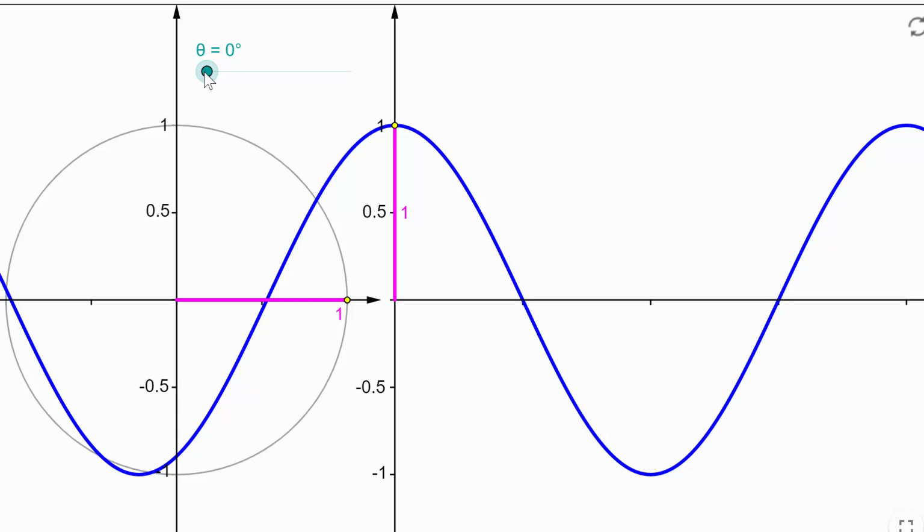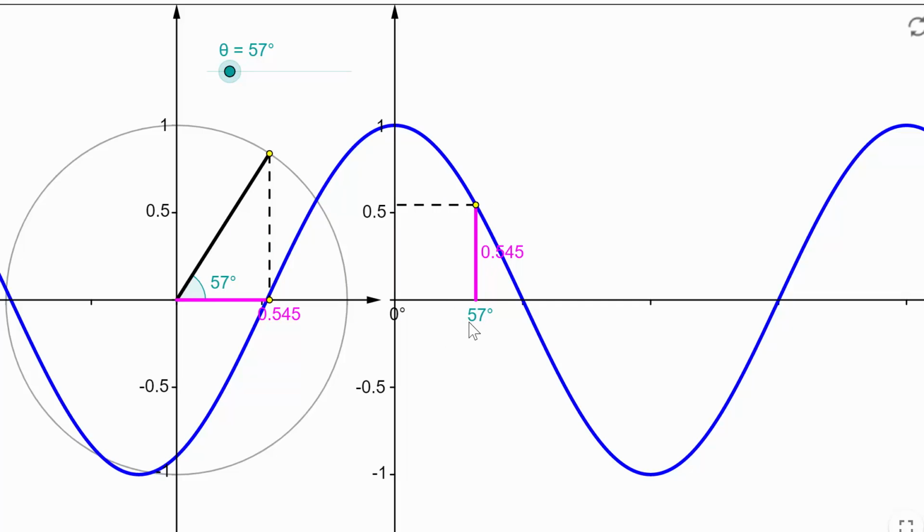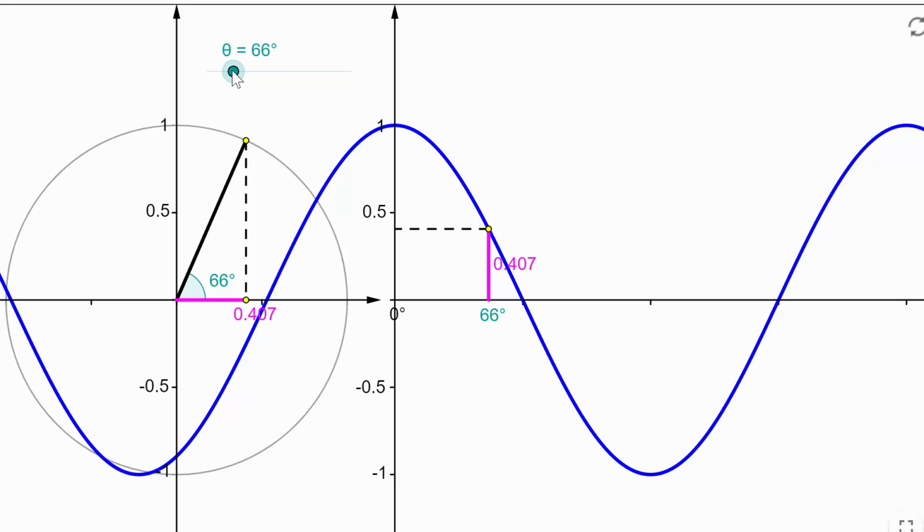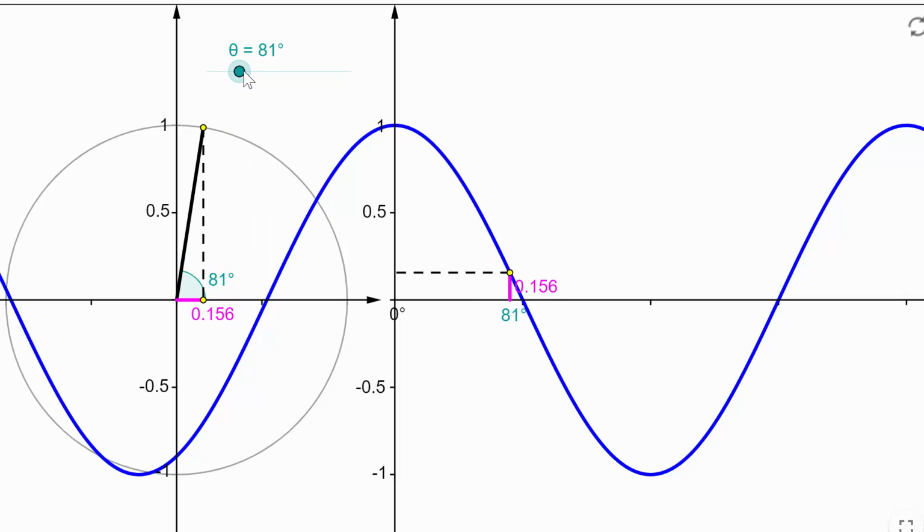Let's look as we change the angle. You can see the pink line gets shorter, and over here the point plotted is the angle against the length of the pink line. So when we get to here at 90 degrees, the pink line is of length 0, and therefore the cosine is 0.